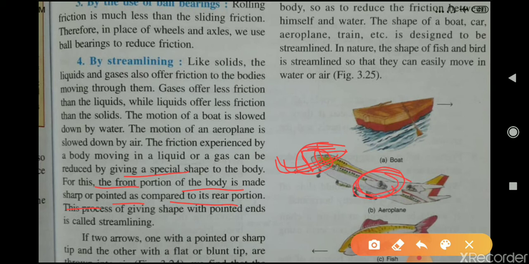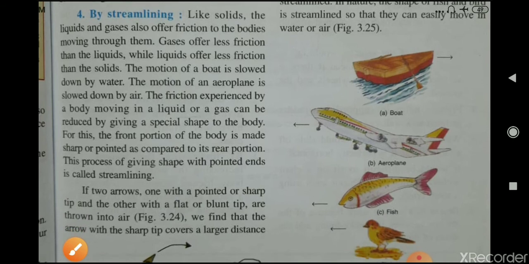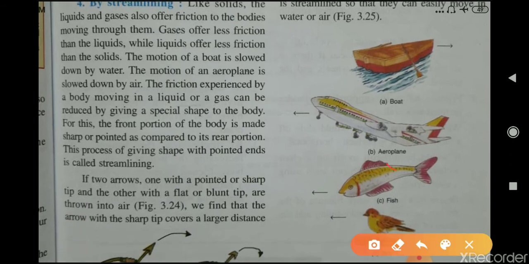Same way, the shape of the boat is also like this, that it is pointed from here as compared to its rear portion. Front portion is pointed and rear portion is broad. So this type of shape is known as streamlined shape. You can see here fish also, the same shape is of fish and also of bird. Because this shape helps them to overcome friction.